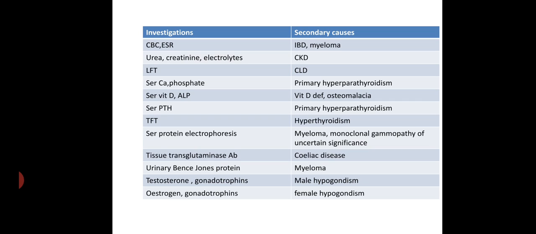Other investigations to rule out secondary causes: CBC, ESR to look for IBD, myeloma; urea creatinine electrolytes for CKD; LFT for CLD; serum calcium phosphate for primary hyperparathyroidism; serum vitamin D, ALP for vitamin D deficiency, osteomalacia; serum parathyroid hormone for primary hyperparathyroidism; thyroid function test for hyperthyroidism; serum protein electrophoresis for myeloma, monoclonal gammopathy of uncertain significance; tissue transglutaminase antibody for celiac disease; urinary Bence Jones protein for myeloma; testosterone and gonadotropins for male hypogonadism; estrogen and gonadotropins for female hypogonadism.